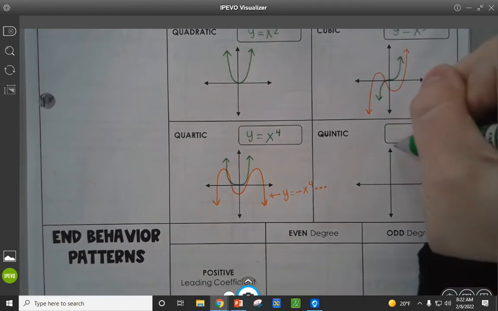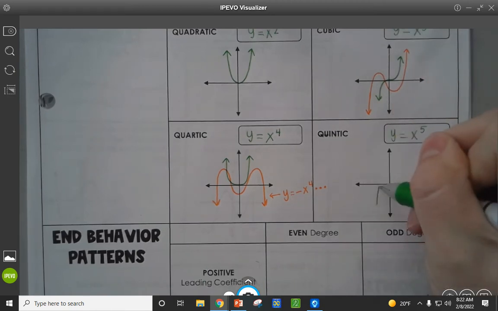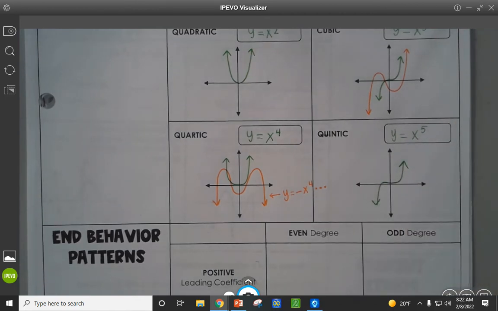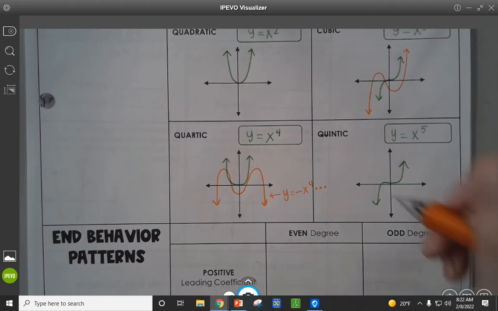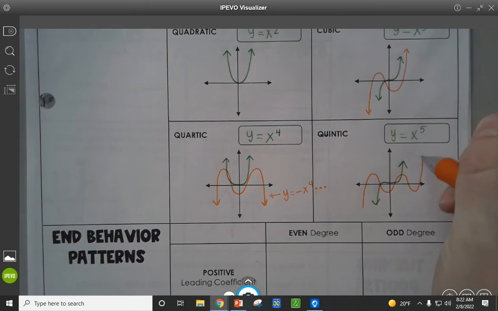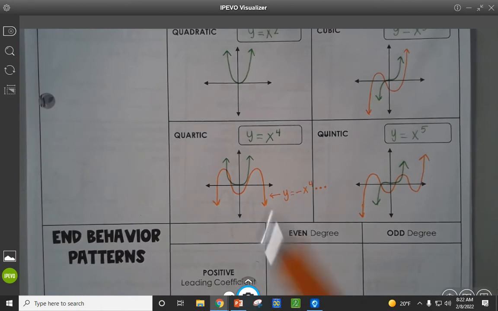And then a quintic is y equals x to the 5th, and the parent function looks a whole lot like the cubic. But you'll see it more like this. 1, 2, 3, 4, 5. Generally, it's going to cross 5 times the x-axis. A quartic could cross 4 times. Cubic, 3 times.